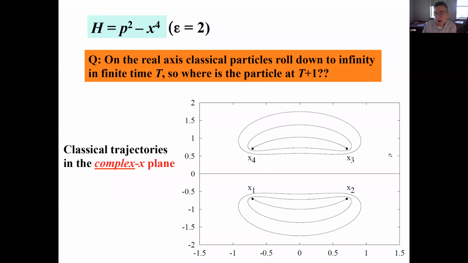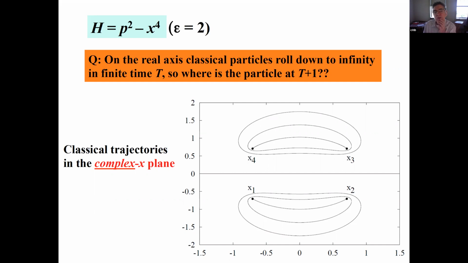Okay, so here are the turning points. Here are the original turning points in the lower complex plane. There are also two more in the upper complex plane. Here is the classically allowed region. Here are the nested orbits that are the deformed ellipses.